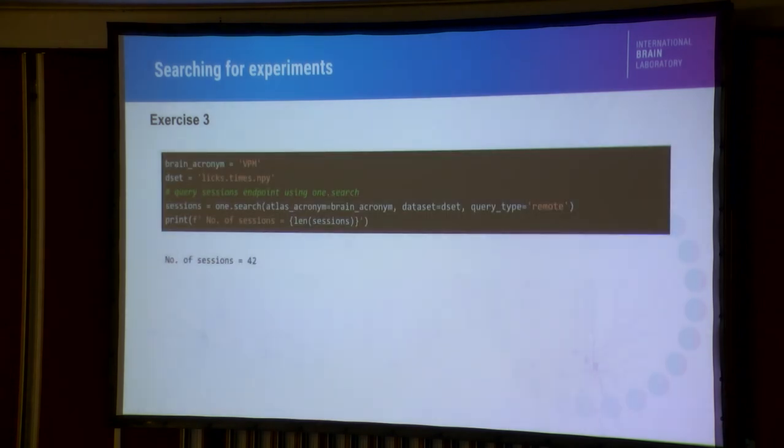Okay, so hopefully you were able to find the number of sessions. For this, we needed to use the one.search method and pass in two keyword arguments: the Atlas acronym, which is VPM, and also the dataset, which is licks.times. Then you should have been returned a list of EIDs, and if you take the length of this list, you find that in total there are 42 sessions in the IBL dataset that pass through this brain region and have the relevant dataset.